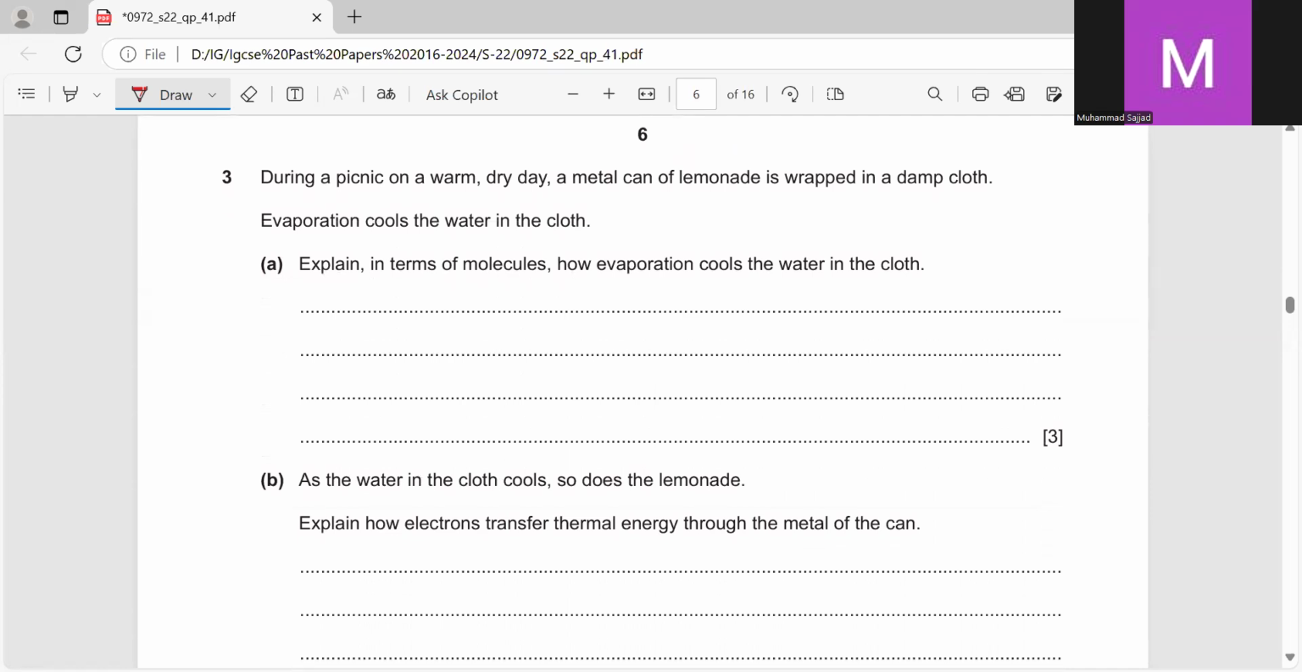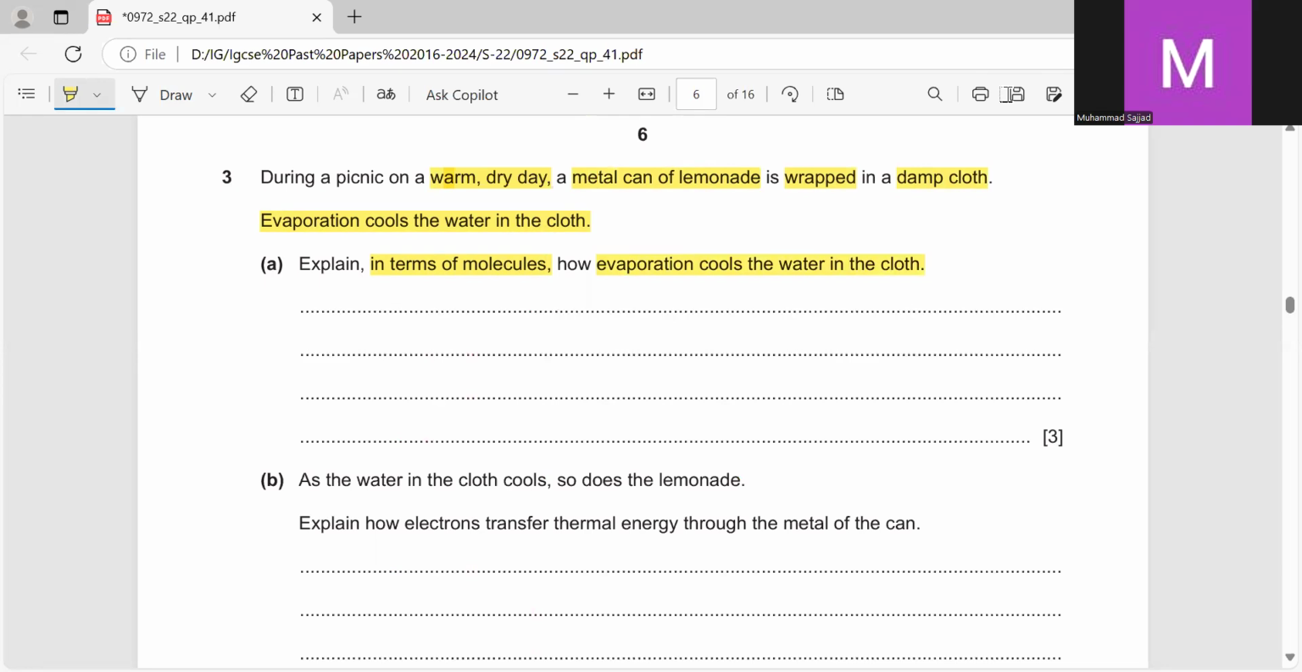Now, during a picnic on a warm, dry day, a metal can of lemonade is wrapped in a damp cloth. Damp means wet. Evaporation cools the water in the cloth. Explain in terms of molecules how evaporation cools the water in the cloth.